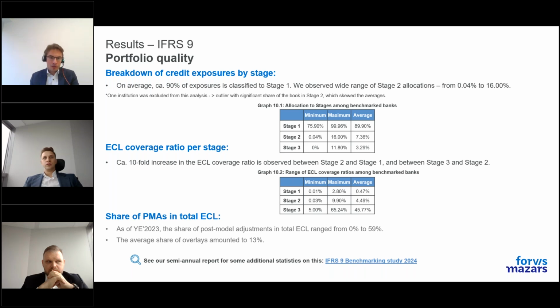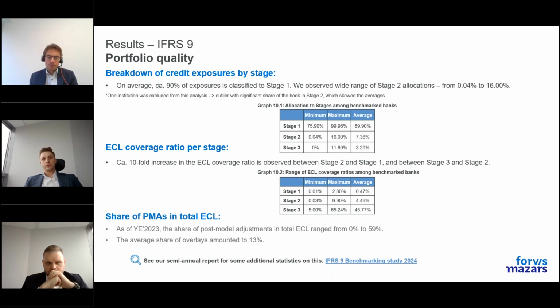For the ECL coverage ratio, we observed a circa 10-fold increase between stages. So around 0.5% for stage 1 accounts, 4.5% for stage 2, and more than 45% for stage 3, which is probably an intuitive and expected increase in risk observed while moving to higher risk stages.